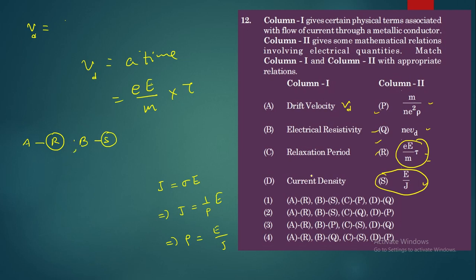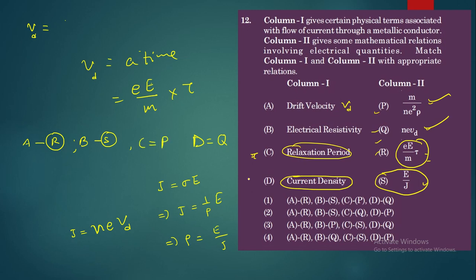Okay, let's move on. What is the relaxation period? Suppose we do not remember this, let's move on. A more familiar term is current density. So what is current density? Current density will be either this one or this one. In terms of drift velocity, we can remember that the current density is equal to the number of electrons per unit volume, times e, times the drift velocity. So this D is equal to Q. So C would be equal to P. So A-R, B-S, C-P, D-Q. I think this is option 1. I hope this is clear. Let's move on.